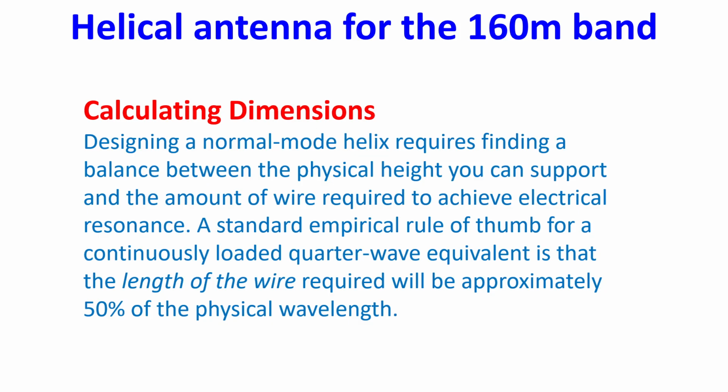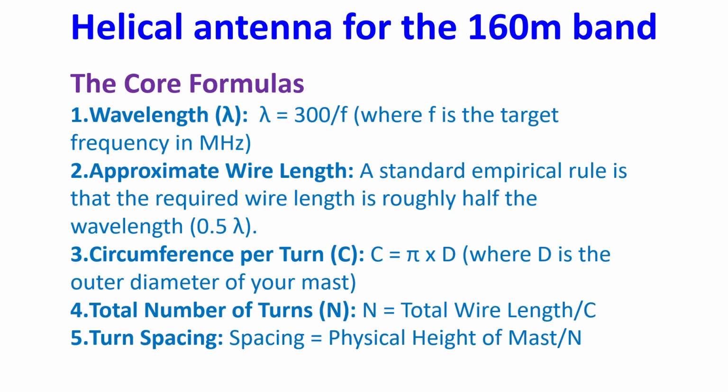Here is the textbook-based breakdown of the design calculations and steps for building a 160 meter normal mode helical antenna. The core formulas. To design the continuously loaded vertical, you need to calculate the total length of wire required to achieve electrical resonance and then figure out how to distribute that wire over your chosen physical mast.